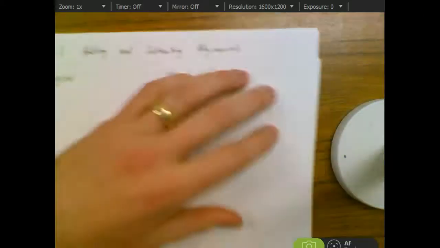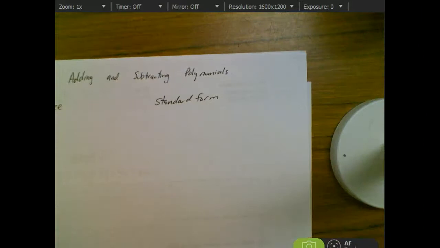Section 8.1, we're adding and subtracting polynomials. Let me get the notes in the right spot here. There we go.